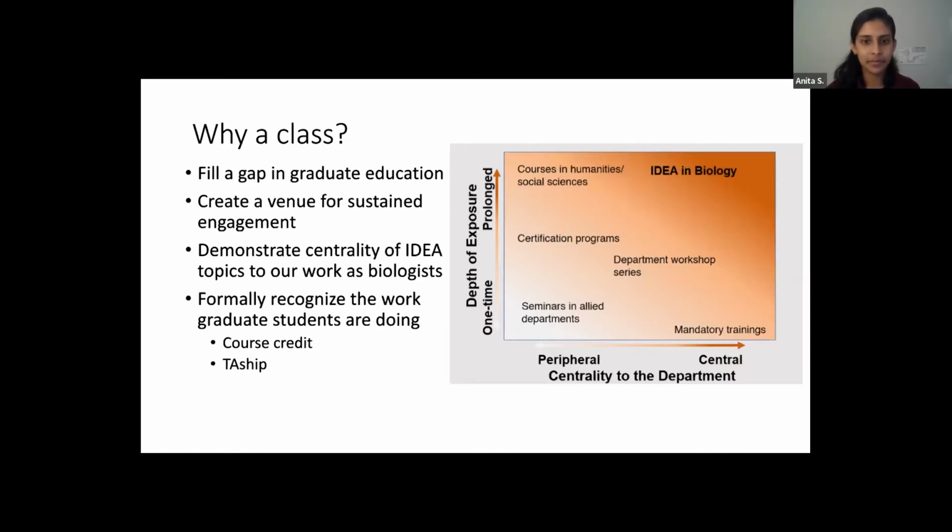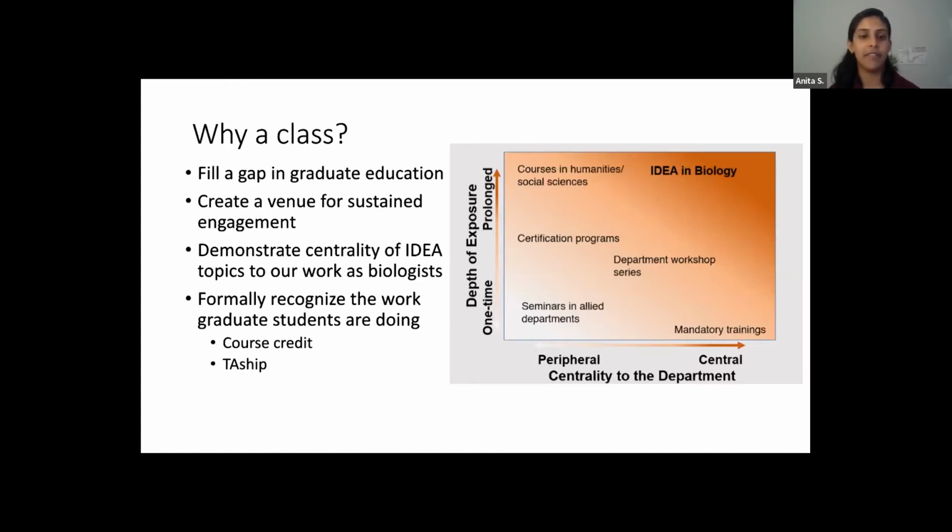Why a class? There are a variety of offerings available to biologists, and looking at this sort of conceptual figure, not sure if you can see my pointer, but some are really central, like those rare mandatory events, but those tend to be one-off. Multi-session offerings that allow prolonged exposure to ideas and concepts tend to be more peripheral or even in other departments entirely. So we wanted to fill a gap in graduate education by providing an avenue for students to engage with equity and justice concepts systematically.